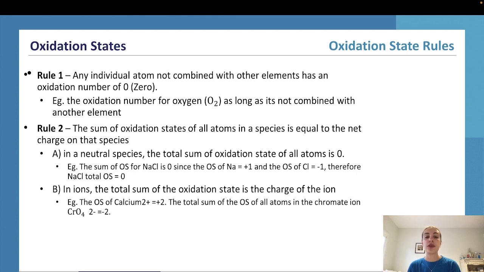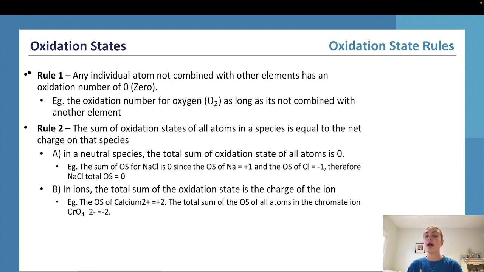So these are our rules for the oxidation states. Rule number 1 states that any individual atom that is not combined with other elements is going to have an oxidation number of 0. An example of that is oxygen gas, which is O2. As long as that doesn't become combined with any other element, O2 will just stay as O2 with its oxidation number of 0.